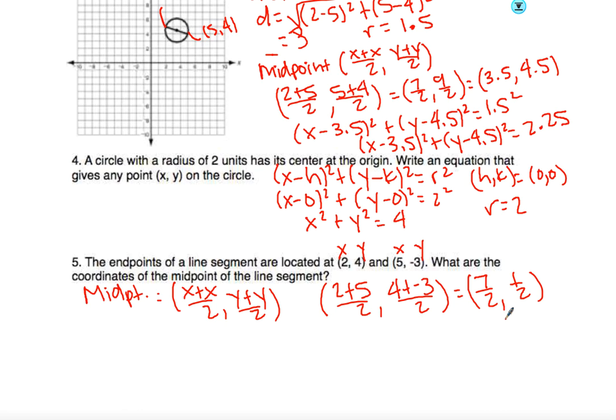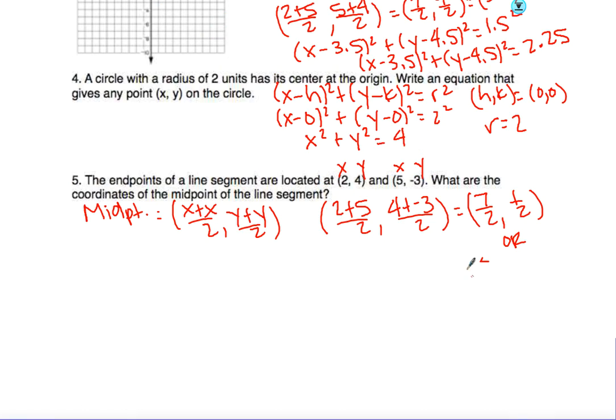You can either leave it at 7 over 2, 1 over 2, or you can change it into decimals by saying 7 divided by 2 is 3.5, and 1 divided by 2 is 0.5.